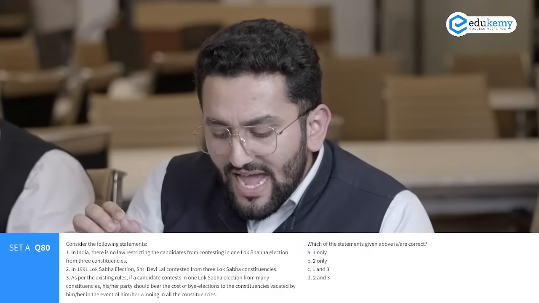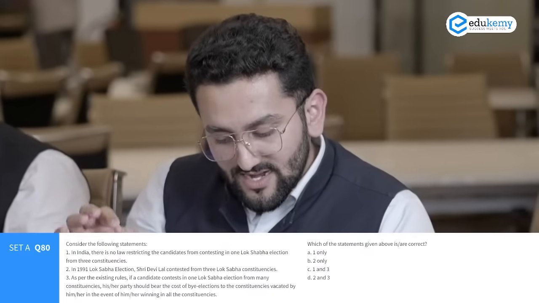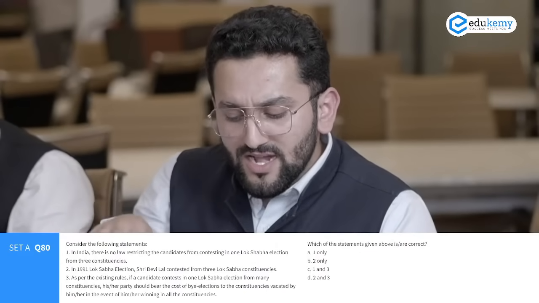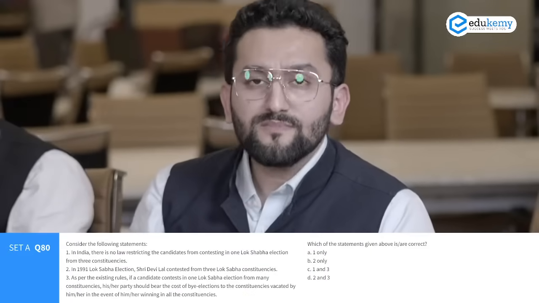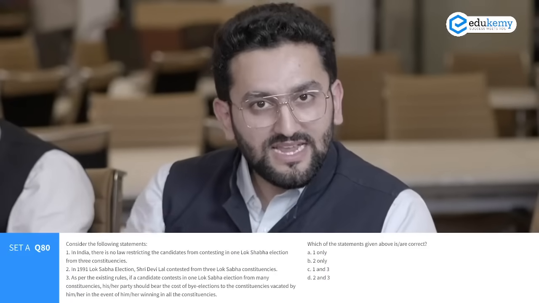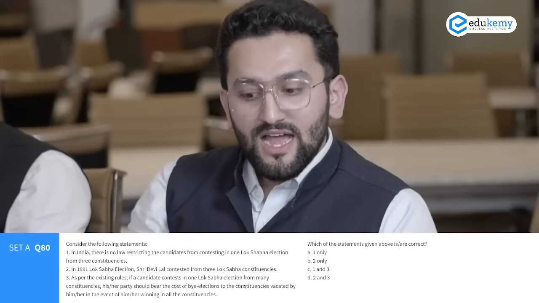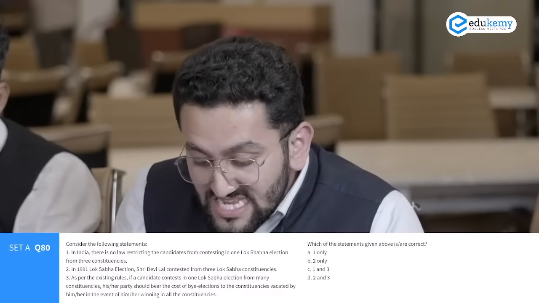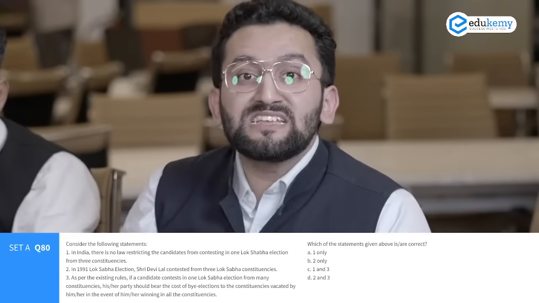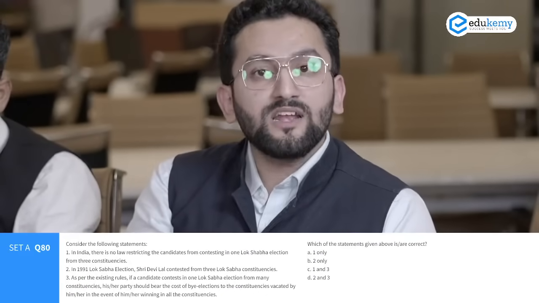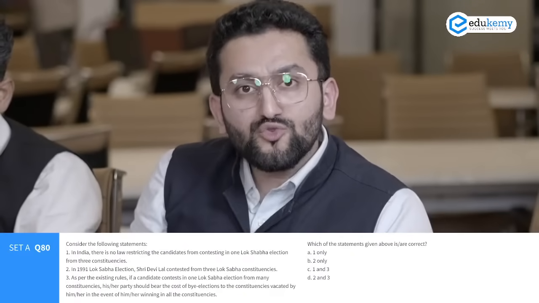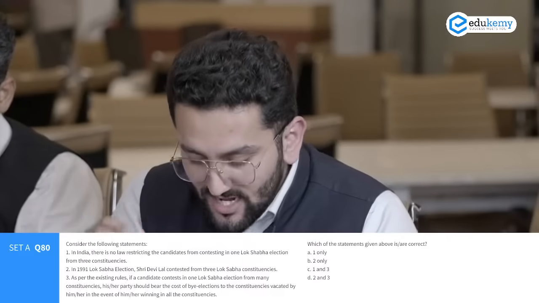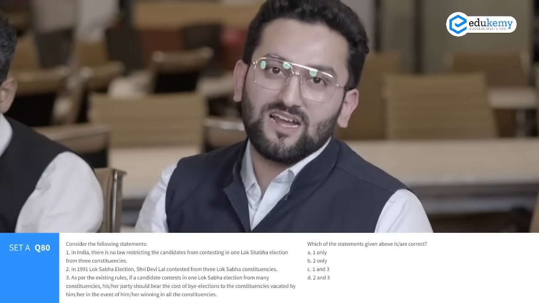The third is saying, as per the existing rules, if a candidate contests in one Lok Sabha election from many constituencies, he or his party should bear the cost of the by-election. This was in the news. The reason is the Election Commission gave this recommendation that this should be the rule. But the statement starts by saying as per existing rule. So the third is incorrect, the first is incorrect. Now, going through the options, do you find any option which says none of these? No, right? So obviously B is the correct answer.